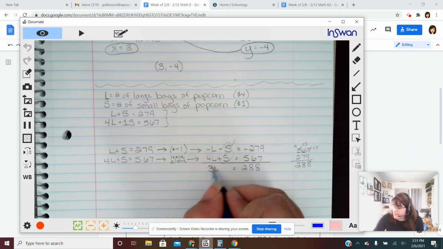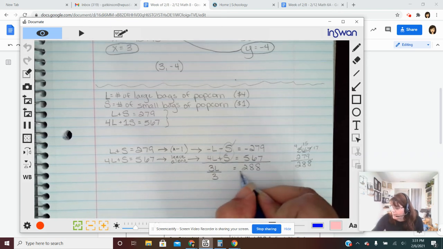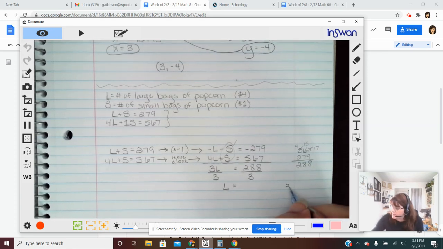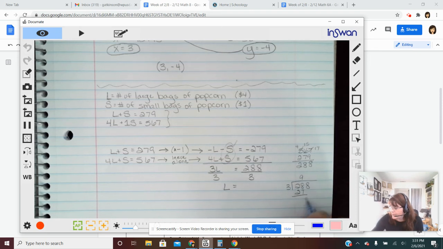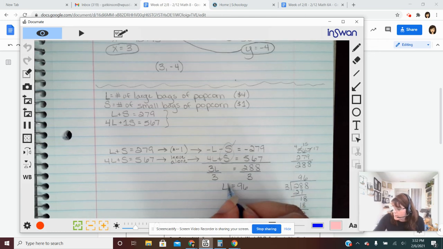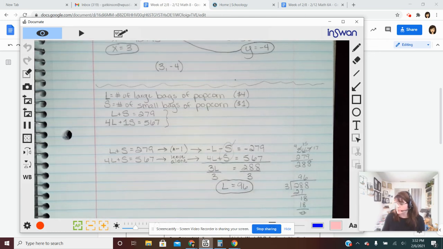Now, I still need to get L isolated. So I'm going to divide by 3. And the value of L is, again, giving my brain a quick workout, now notice I choose to do these probably 5th grade math problems because it keeps my skills up. I don't want you overly reliant on calculators. L equals 96. Awesome.